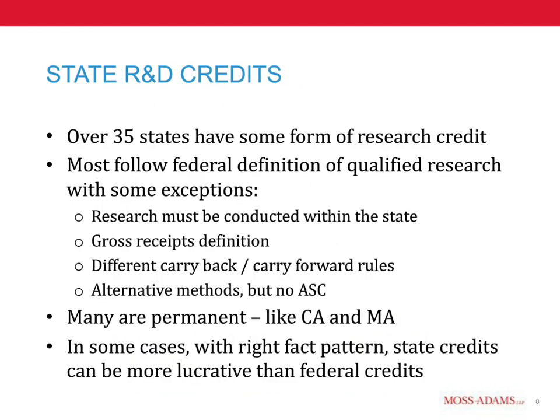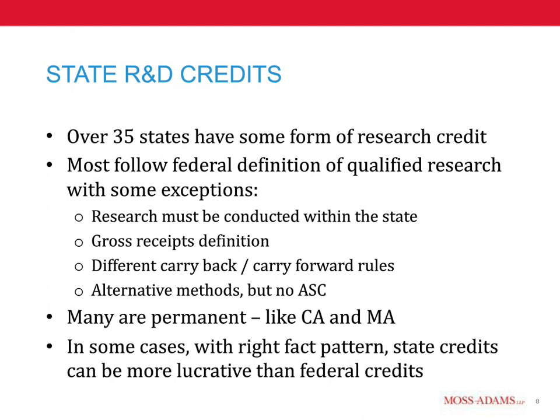As I mentioned, over 35 states have some form of a research credit. Most follow the federal definition with a couple of changes. One, the research must occur in the state that you're doing it. For the federal credit, it has to occur in the United States. Two, gross receipt definitions are defined state by state. And then there are different carryback rules for each state. So federal is about a 20-year carryback. The various other states differ from state to state. And there are alternative simplified credits out there and other things.